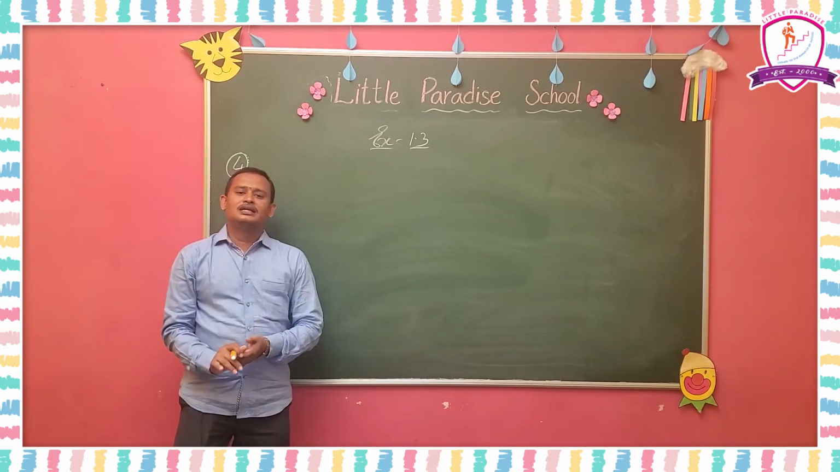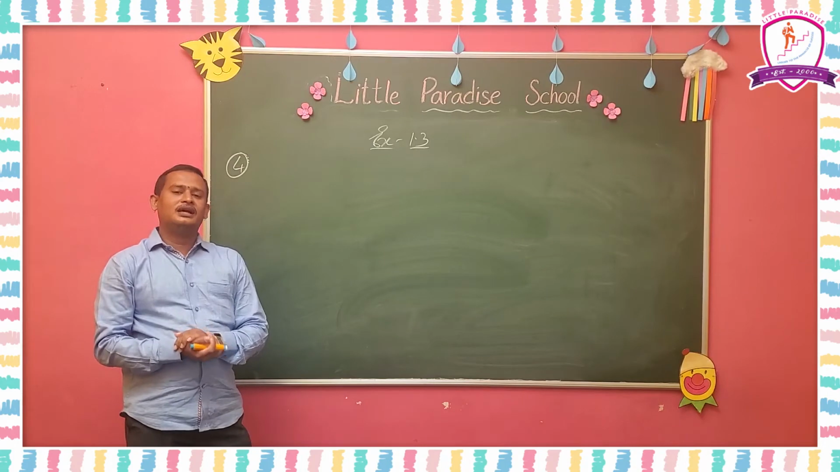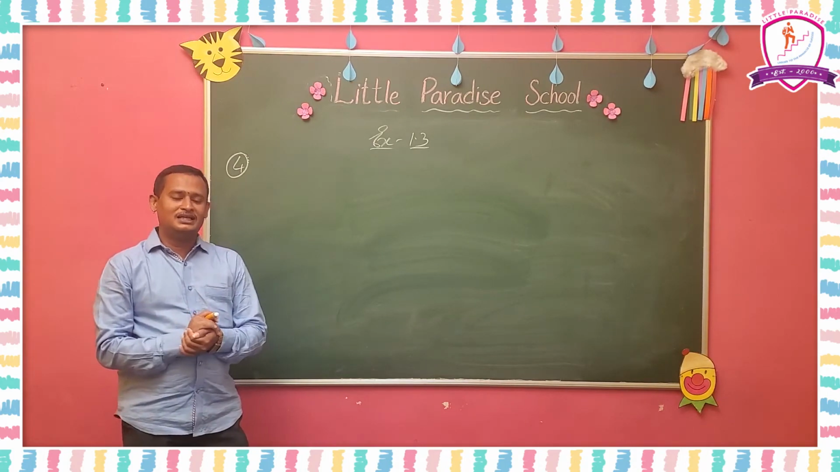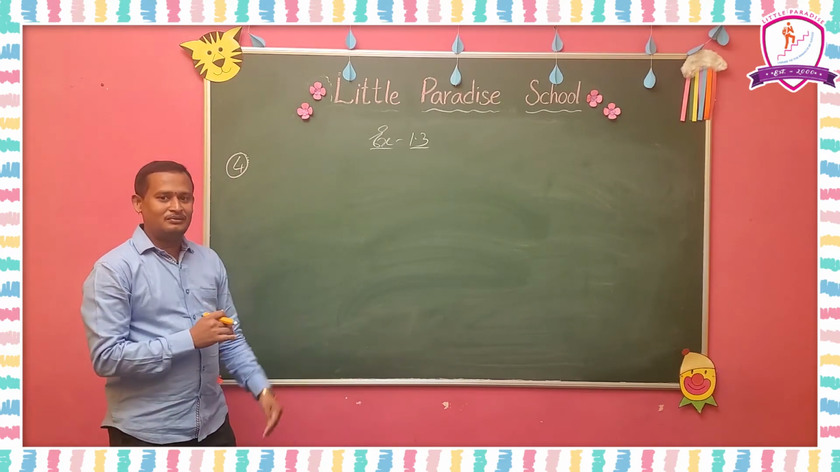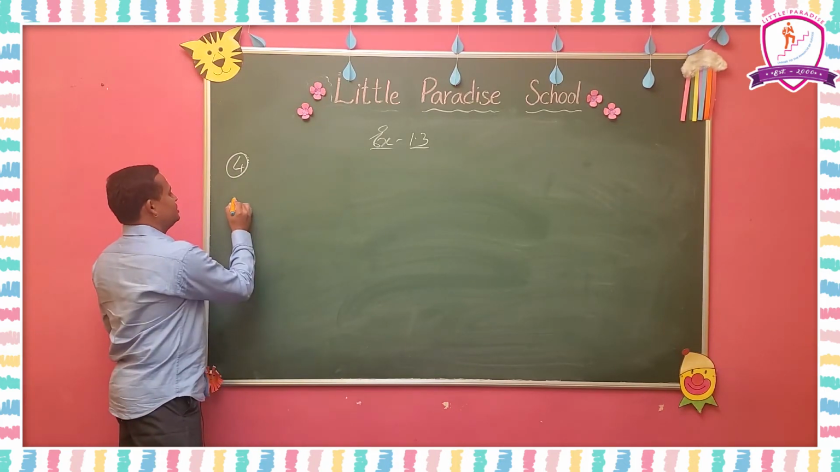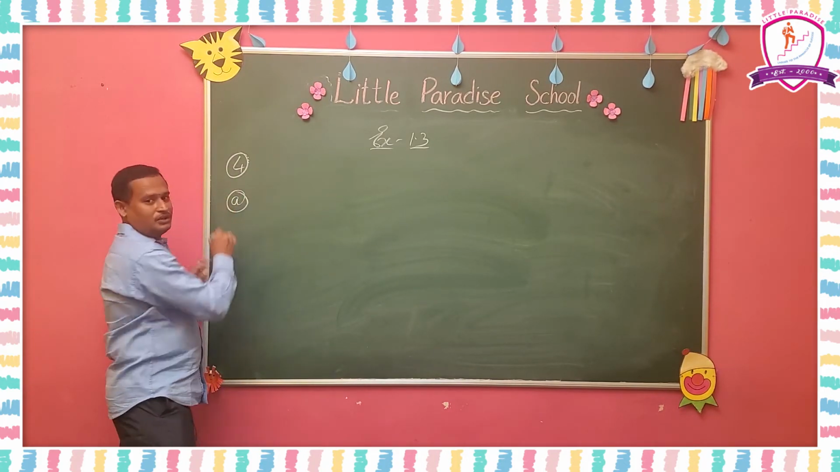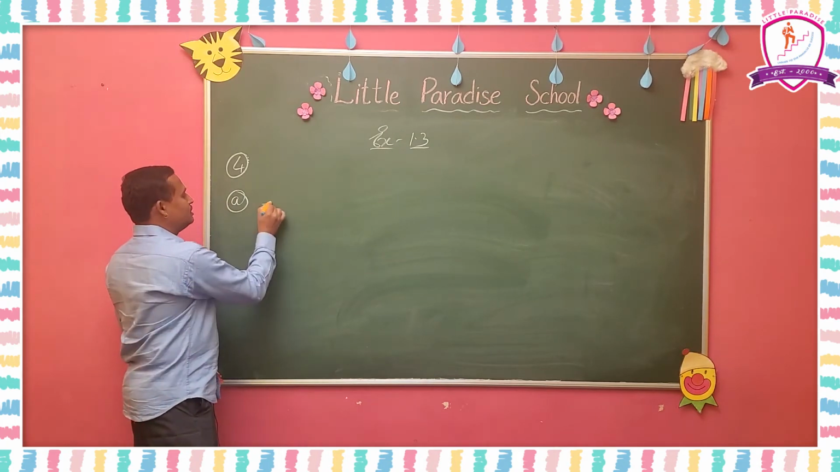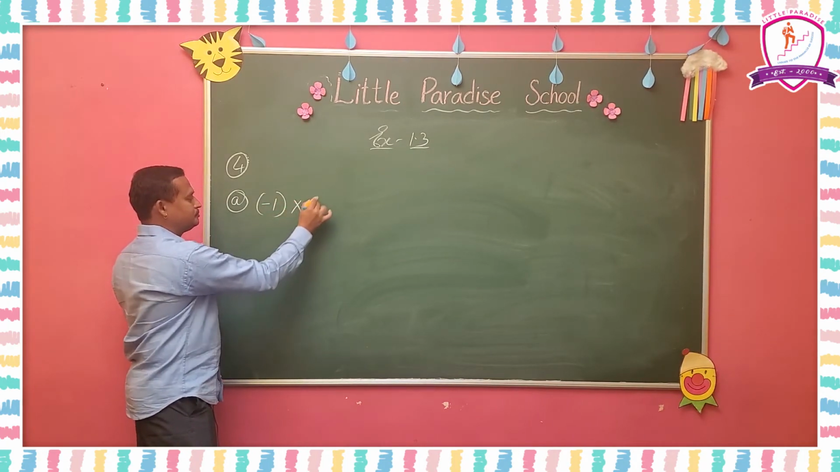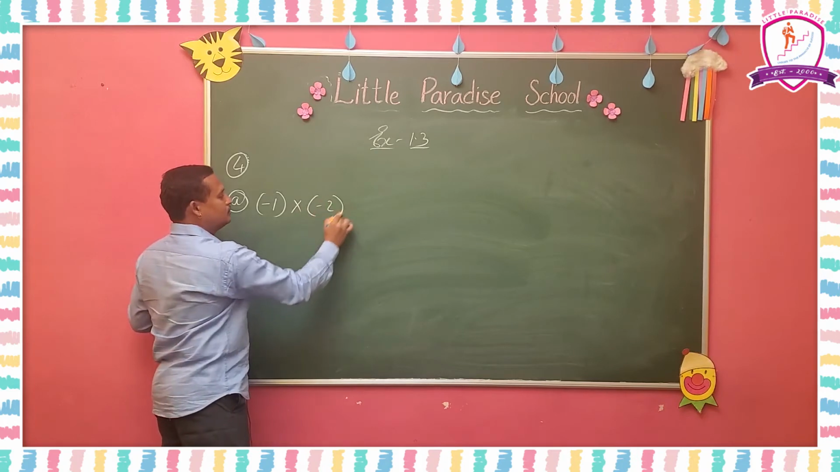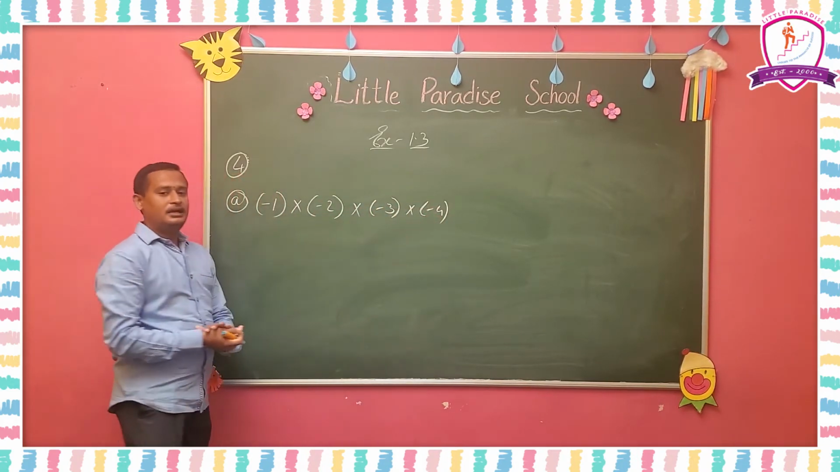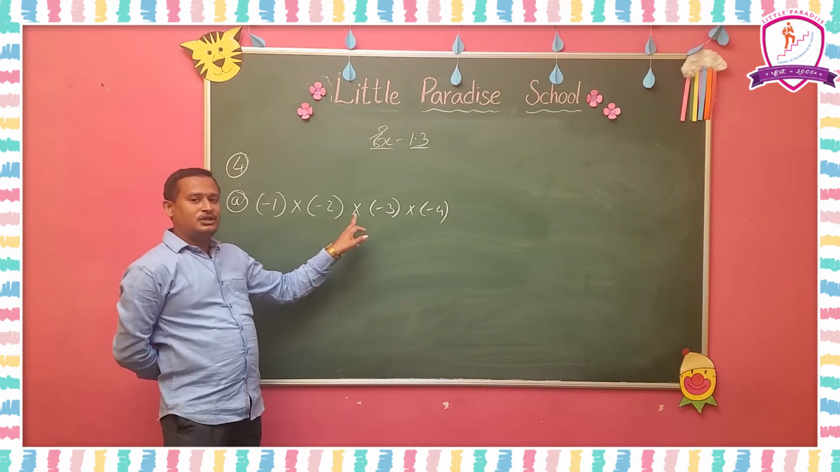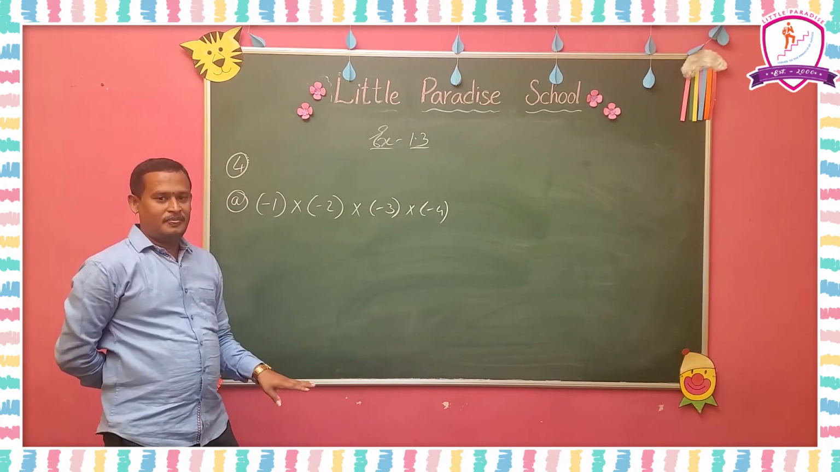In fourth question, simplify the following. Simplify means here also you have to do the multiplication, but here more than 2 numbers are given, we have to multiply more than 2 numbers. How to multiply? So first A sum I am going to explain here. Here in the question minus 1 into minus 2 into minus 3 into minus 4 are given.